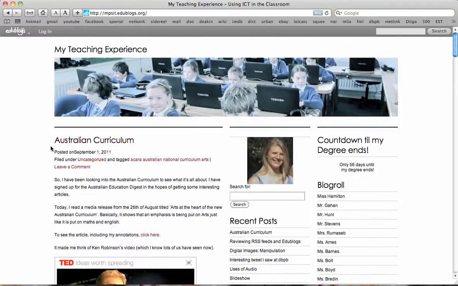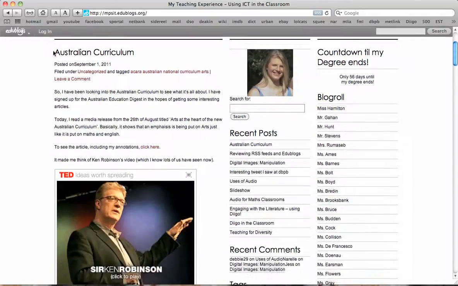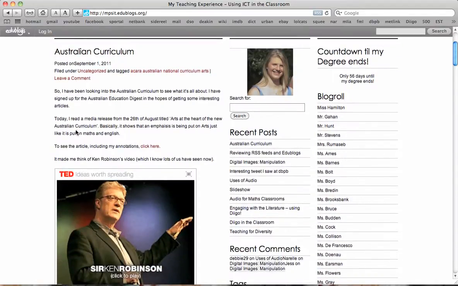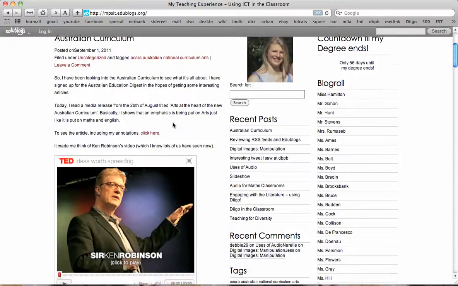I'm also looking into the Australian curriculum, so I'll be posting blog entries every week, which will either look at an issue, particularly ICT, because that's what I'm focusing on, or something about the Australian curriculum. It may just be an article that I found interesting. So this was my blog yesterday, which is about the Australian curriculum, and I particularly looked at one article which is putting forward that arts is going to be very important in the new national curriculum, or the Australian curriculum.